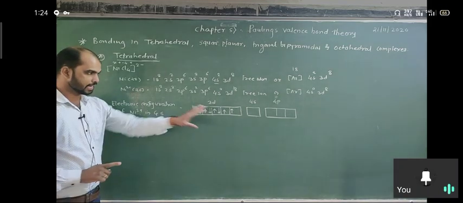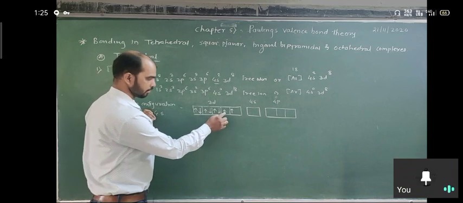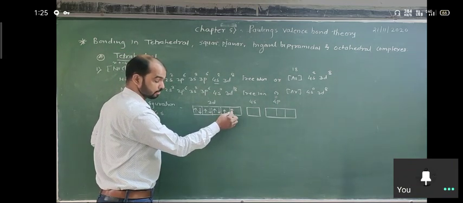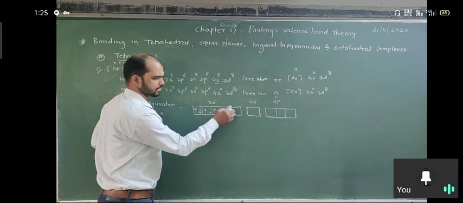So is any d orbital available? Is it empty? No, because here the orbitals have electrons, there is one electron here, so no empty orbital is available.